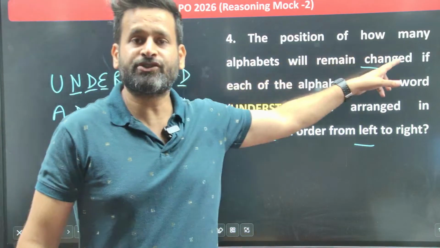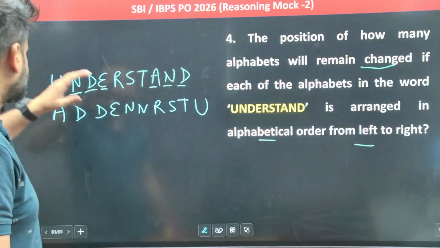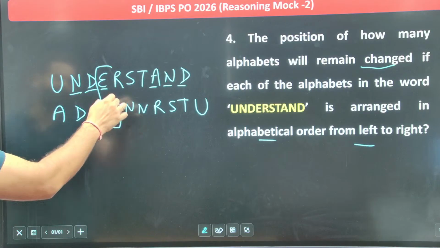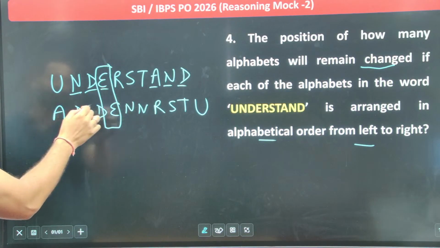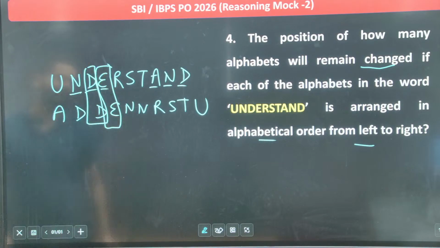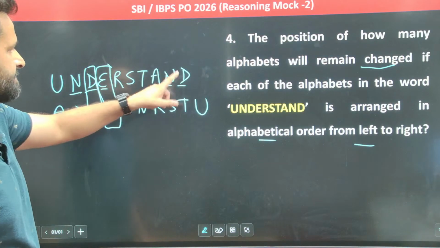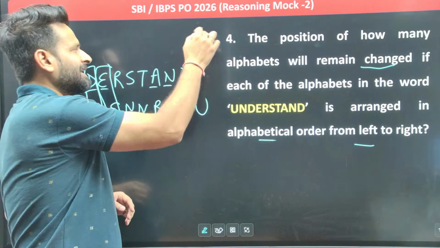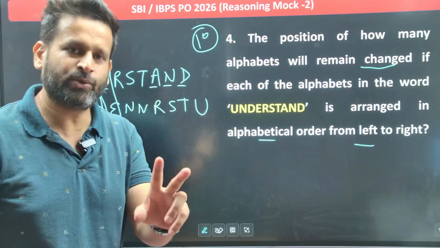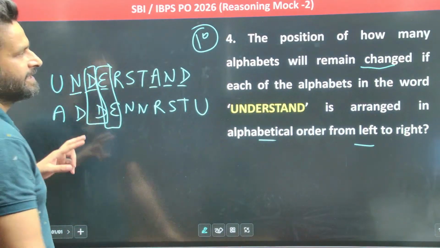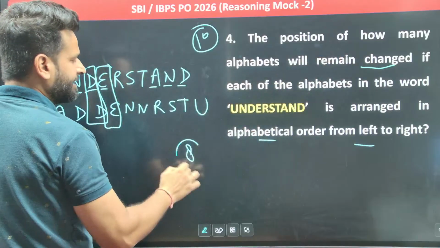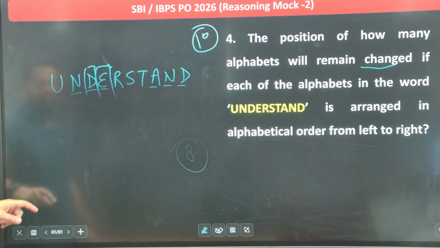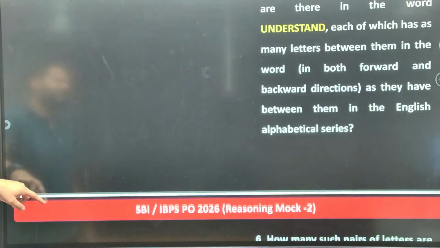It was asking the position of how many letters will change. You have to see the change. So this has changed. Only E has not changed. D has not changed. Out of total 10 letters, position of 2 is the same, D and D. It is asking change, so the answer will be 8. Position of 8 letters has changed. Simple. Next question.